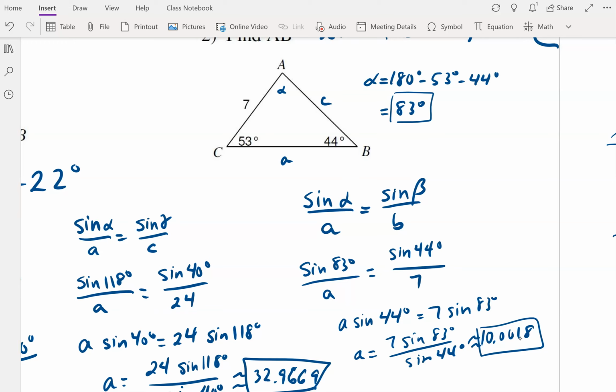So to figure out C, we'll use sine of gamma over C. I need to set it equal to either sine of alpha over A or sine of beta over B. If I use A, I've got a rounded value, and I try to avoid using rounded values to solve for new ones if I can. Sometimes you can't. Sometimes you just have to. But if I can, I like to use the values that were given. So I'll use sine of beta over B.